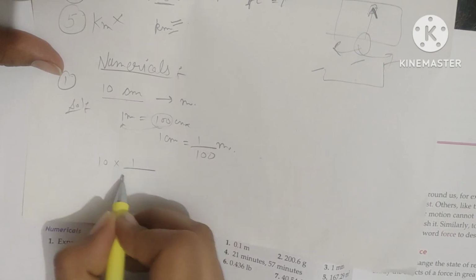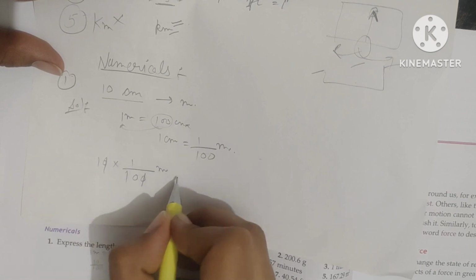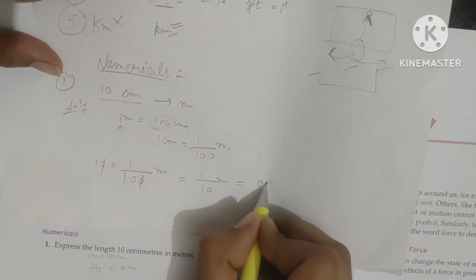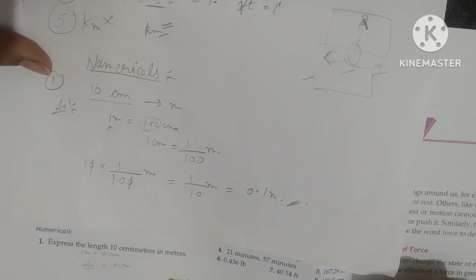10 multiply, I have to divide with the 100. It will change to meter. 1 0 is cut with 1. It is 1 by 10 meter left, which equals 0.1 meter is your answer. Okay, come to the second numerical now.